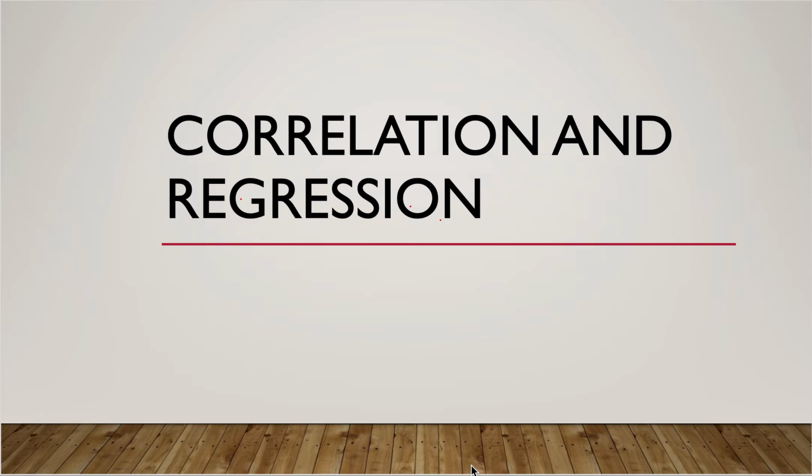So the last part of this section is where we're going to look at the idea of finding what is called a correlation coefficient and also a regression line. All right, so we're going to start with the idea of correlation, which we've already talked a little bit about in this section.